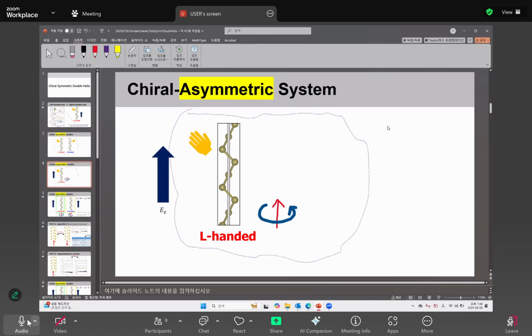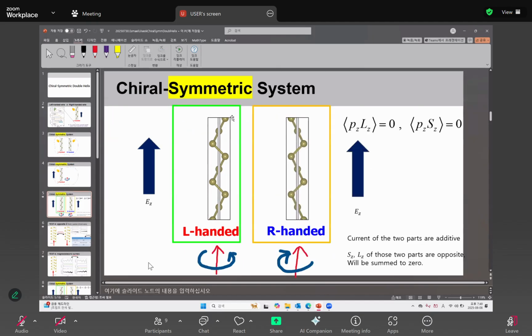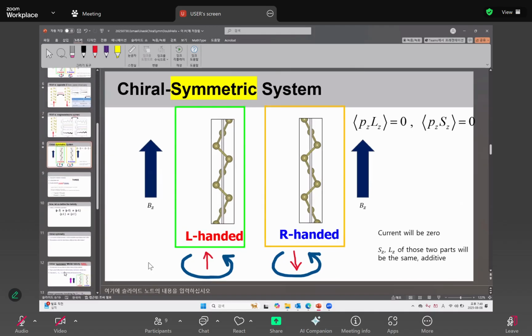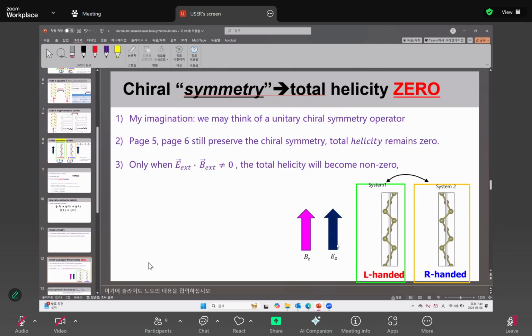In a chiral asymmetric system, if you calculate the helicity, nobody has calculated it yet, but we will. Helicity will not be 0, okay? But if you calculate the chiral symmetric system, helicity will be 0 on the application of an electric field. Helicity will still be 0 on the application of a magnetic field. We will calculate this system, and also we will calculate this one, E dot B.